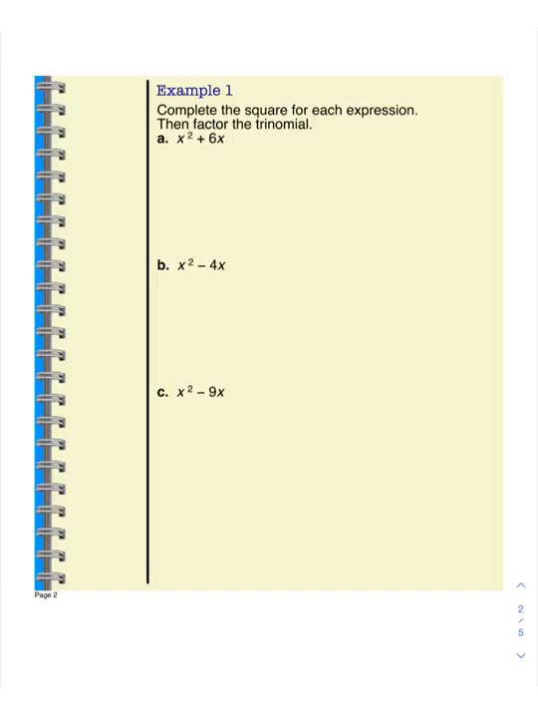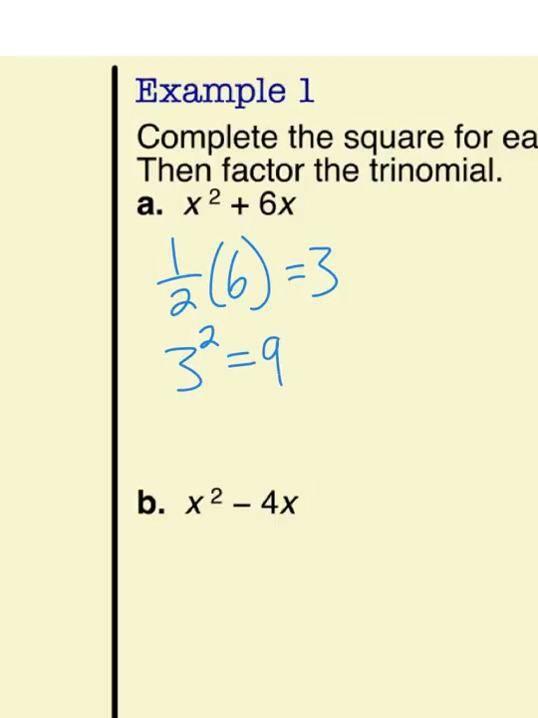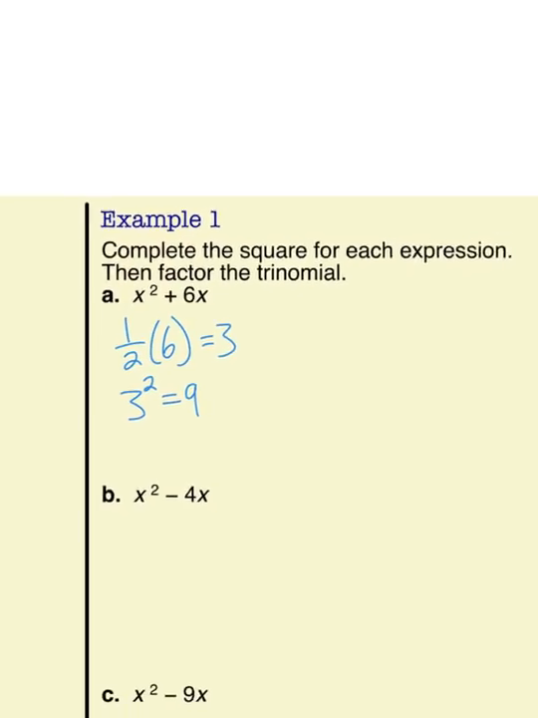So for example 1, we are just practicing completing the square. So I'll walk you through the thought process. Step 1, we find half of b. Half of 6 is 3. We take that answer and then we square it. So 3 squared is 9. And then 9 is our c.